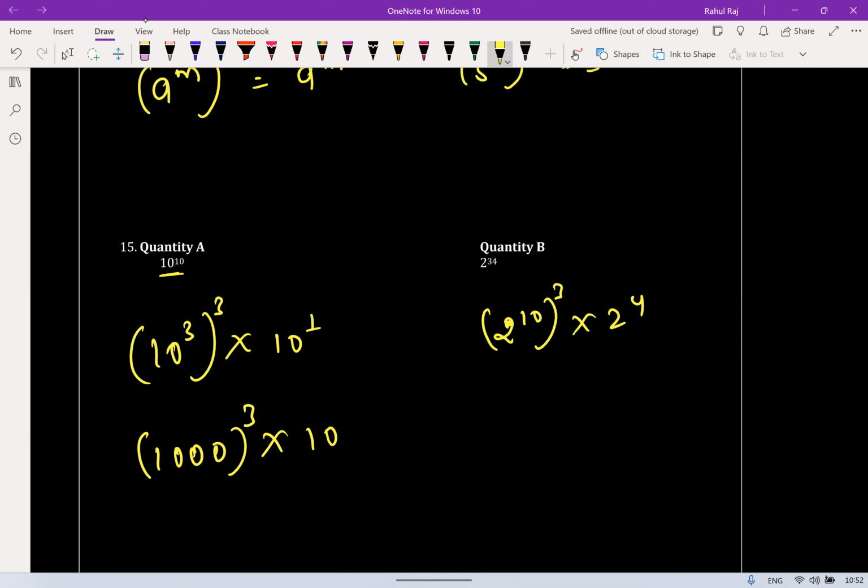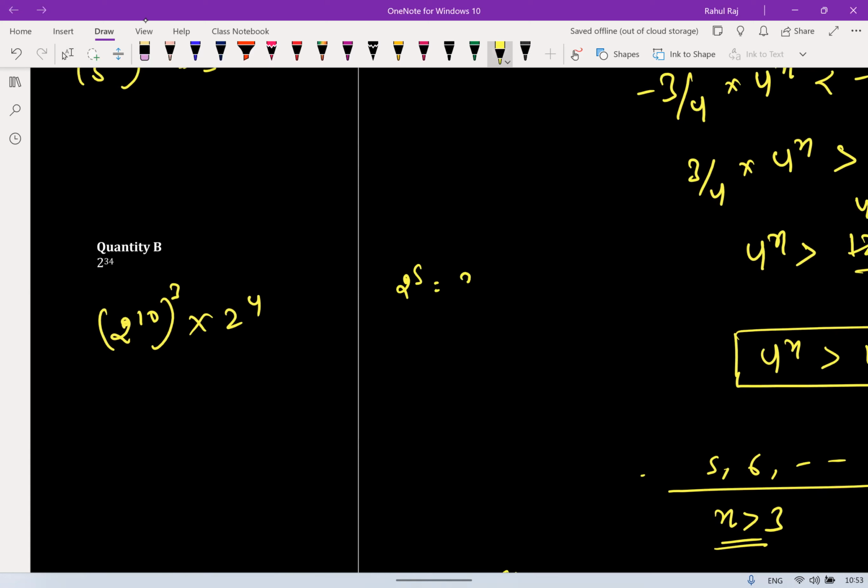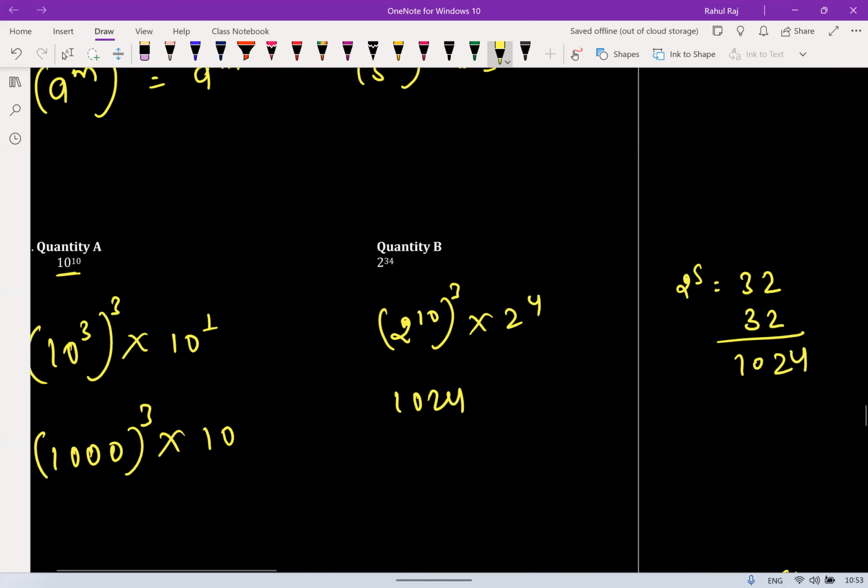So you simplified it into 1000. Yes, because 10 cubed is 10 into 10 into 10, that is 1000. And 2 to the power 10 you may not know, but 2 to the power 5 you know. 2 to the power 5 is 32. So 2 to the power 5 into 2 to the power 5 is 2 to the power 10, that is 32 into 32. So you do have to solve it a little bit. 1024, yes.